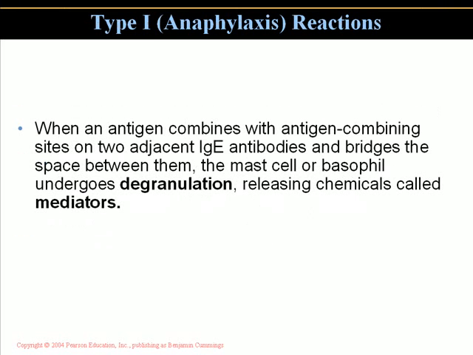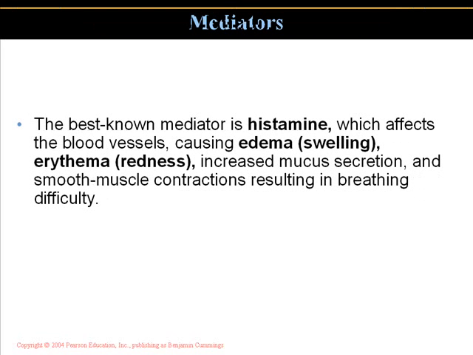When the antigen combines with the antigen combining site of two adjacent IgE antibodies and bridges the space between them, mast cells or basophils undergo what's called degranulation, the releasing of chemicals called mediators. The best known mediator is histamine. It affects blood vessels, causing edema or swelling, erythema or redness, increased mucus secretion, and smooth muscle contractions resulting in breathing difficulty. Now again, think slowly of this process.